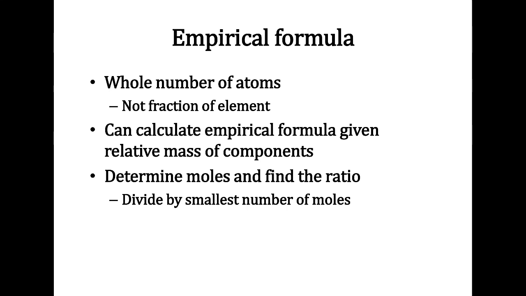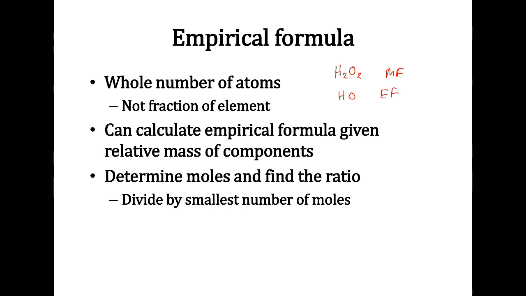So for instance, if we were to look at hydrogen peroxide, H2O2, this would be the molecular formula, whereas if we simplify this, the ratio is 1 hydrogen for 1 oxygen. That would be the empirical formula. So we can calculate the empirical formula if we're given the relative mass of the components. We can either be given the masses or we can be given the percent composition.